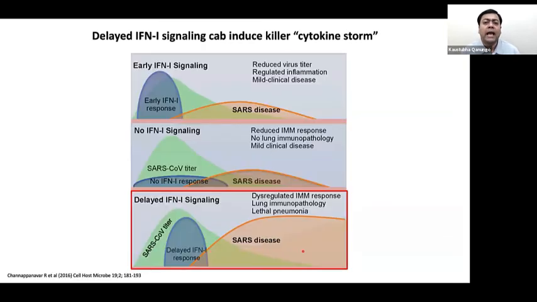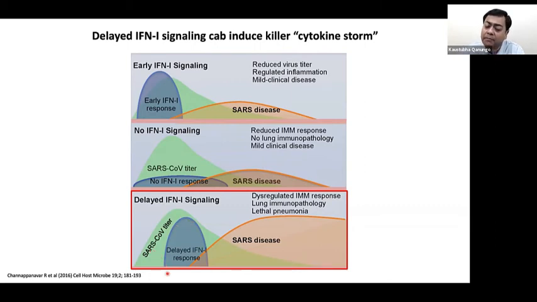So here we are looking at the signaling. This is a misprint, this will be delayed IFN signaling can induce killer cytokine storm. So this happens in the SARS and SARS-CoV-2, what we have seen. So first we are looking at this, and then we will compare the other two. In the bottom one, the red box, you can see that as the SARS-CoV infection happened, the titer rose immediately from the very beginning, there is no interferon signaling. So the virus is good enough to delay this IFN1 response.